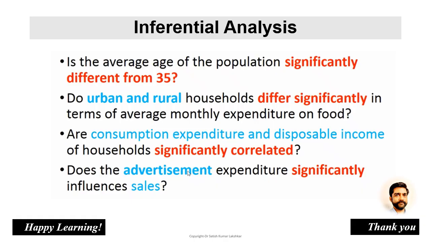Let's talk about some examples in inferential analysis. Is the average age of a population significantly different from 35? In this case, we want to see whether the average age of the population or the data set is different from the number 35 or not. Second example: do urban and rural households differ significantly in terms of average monthly expenditure on food? Third: are consumption expenditure and disposable income of households significantly correlated? Fourth: does advertisement expenditure significantly influence sales?